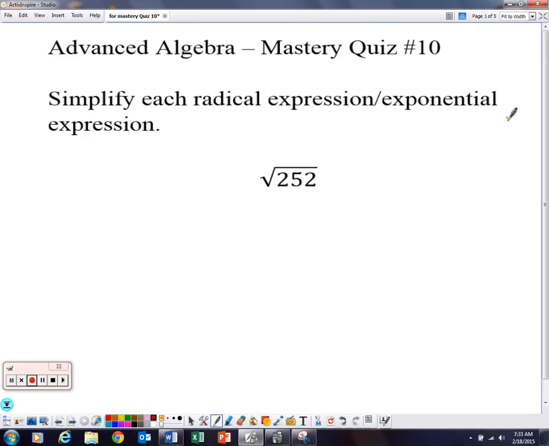Advanced Algebra Mastery Quiz number 10. First thing we're going to do is simplify each radical expression or exponential expression. This first one should look very familiar.